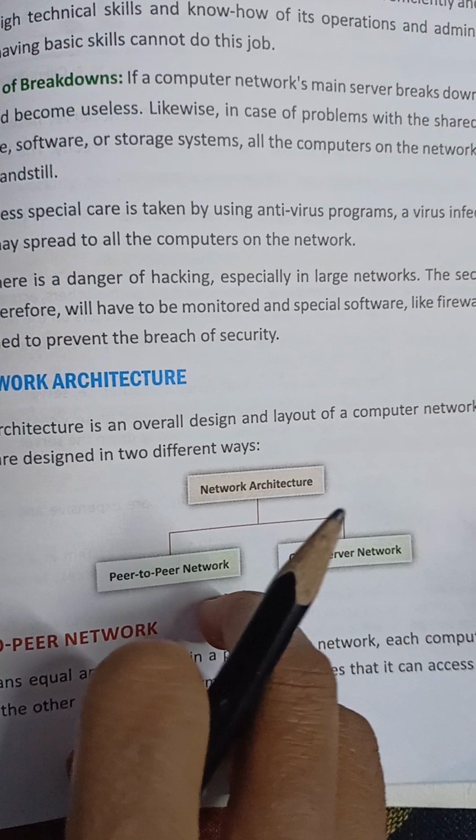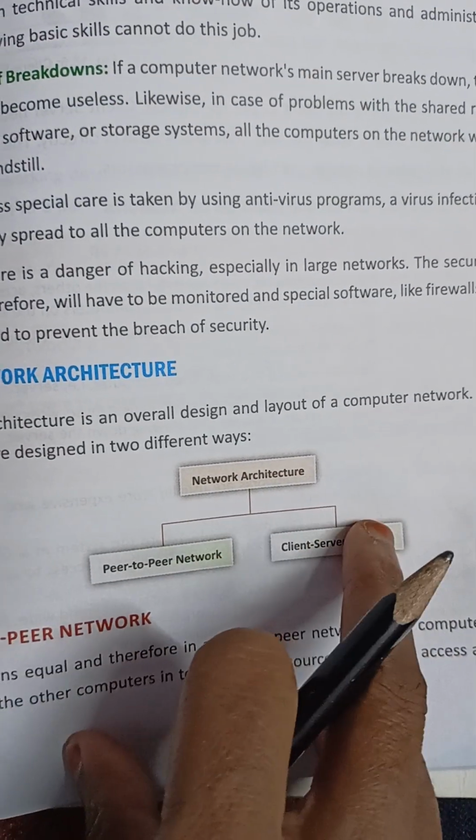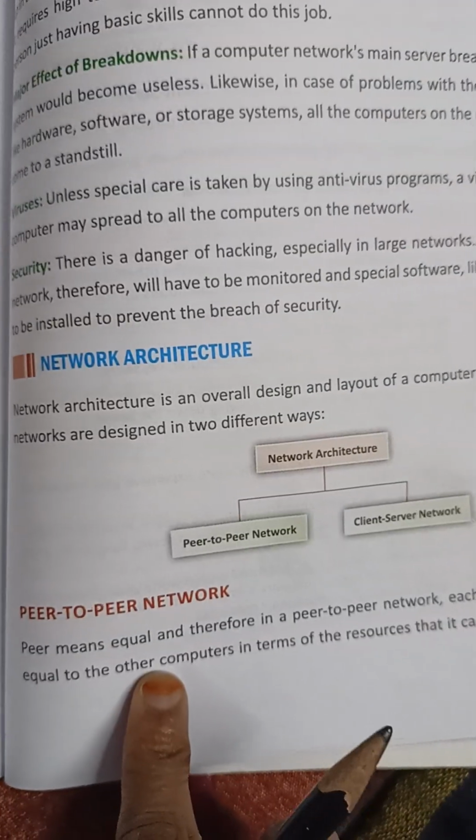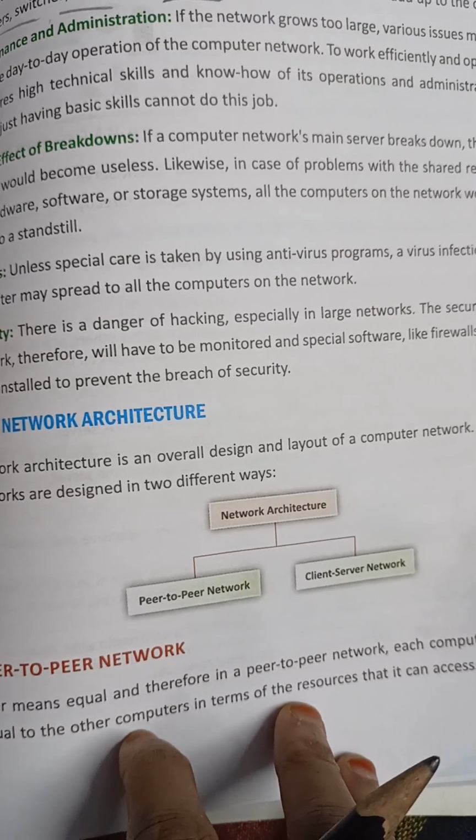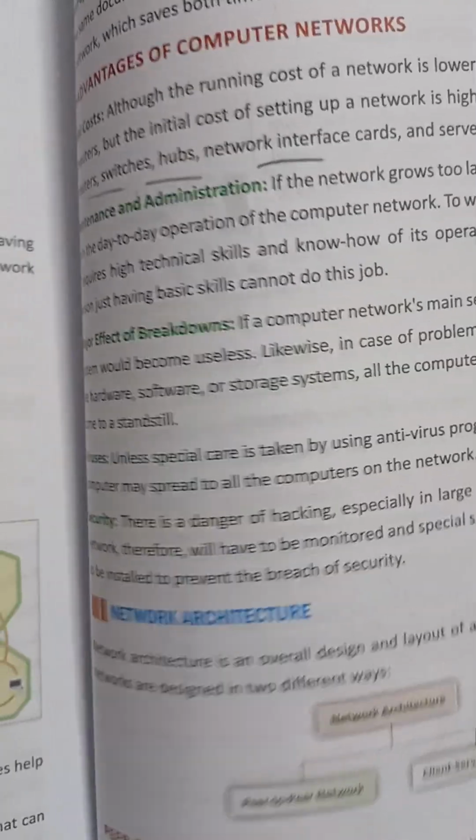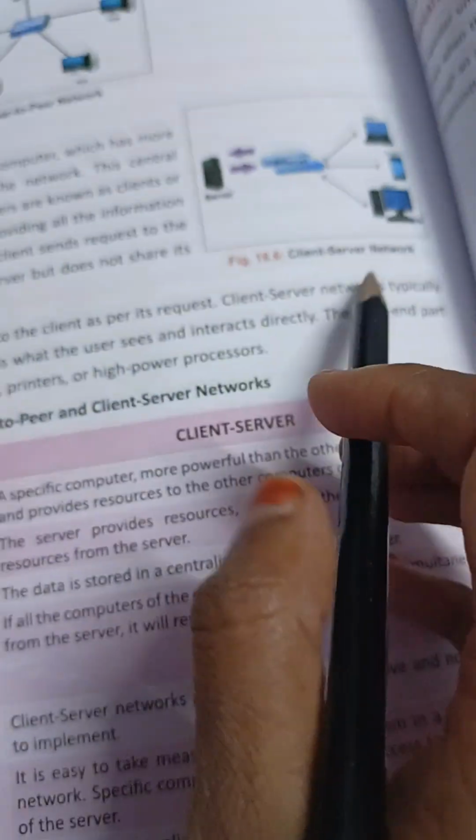Now network architecture. In this network architecture, we have peer-to-peer and client-to-server. Peer-to-peer means in a peer-to-peer network, each computer or node is connected to the other computers. So one computer is connected to the other computers like this. Now client-to-server system means with the help of a server only, multiple systems are connected.